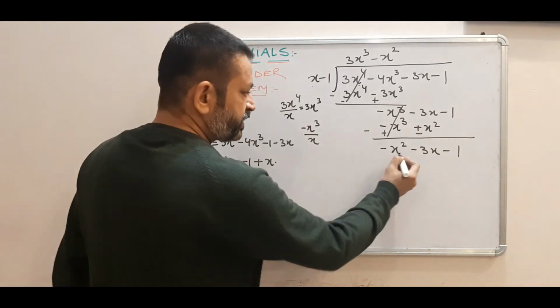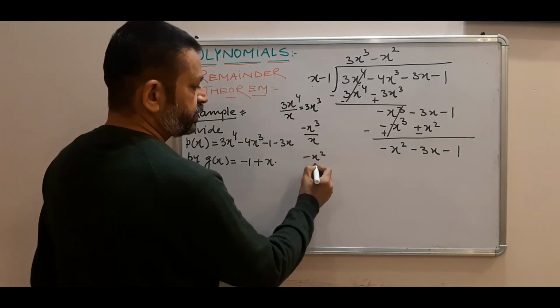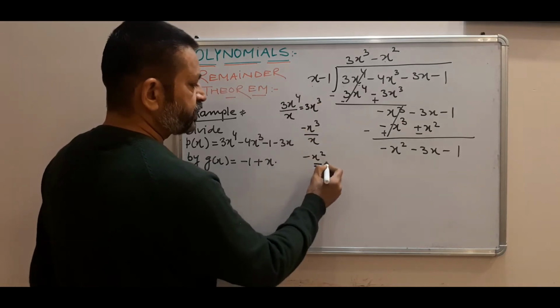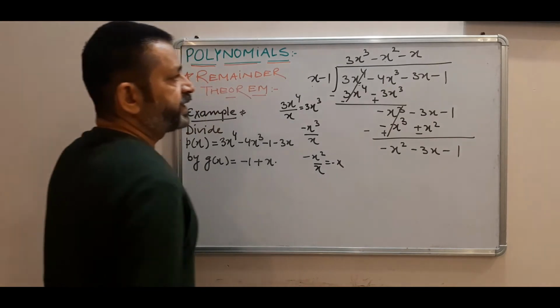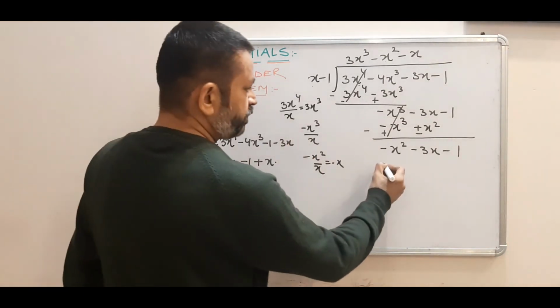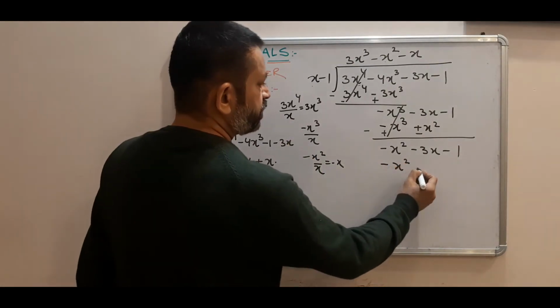Now the next term is minus x square. And here the divisor is x again. So it is minus x. So what we'll do, we'll multiply it by minus x. So it will become minus x square plus x.